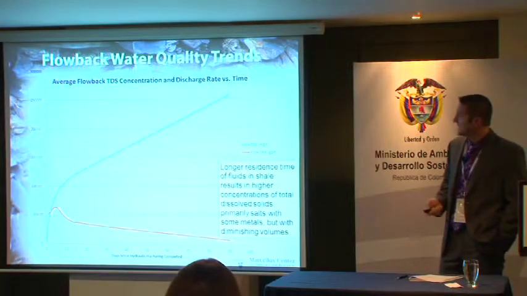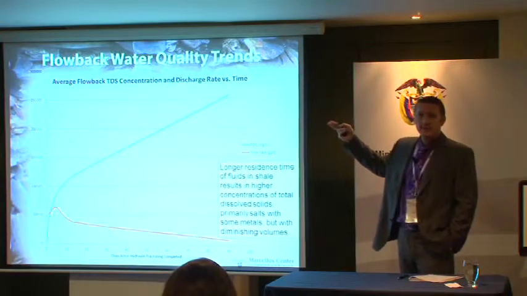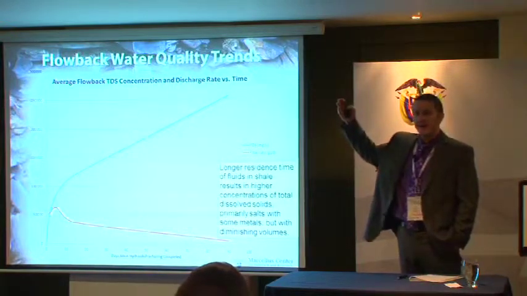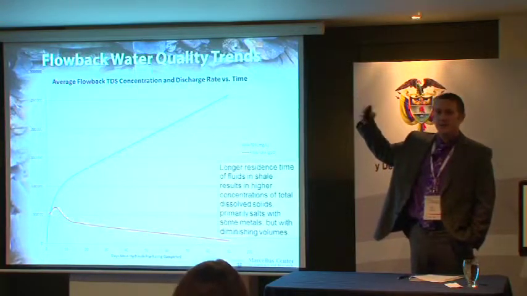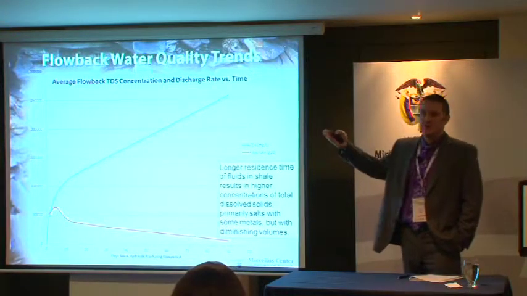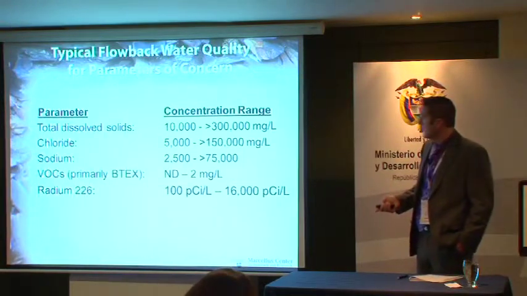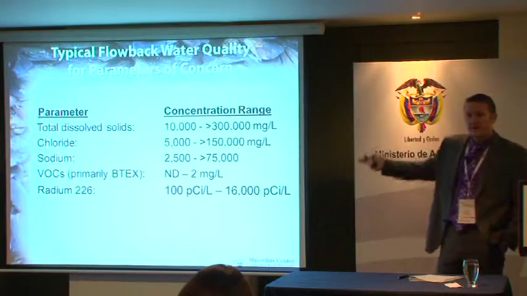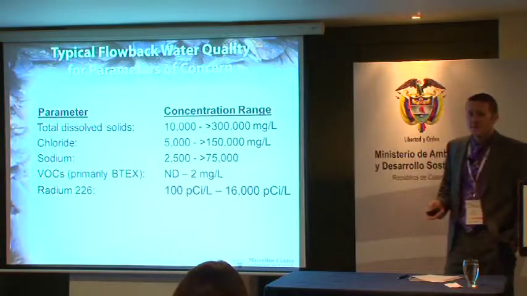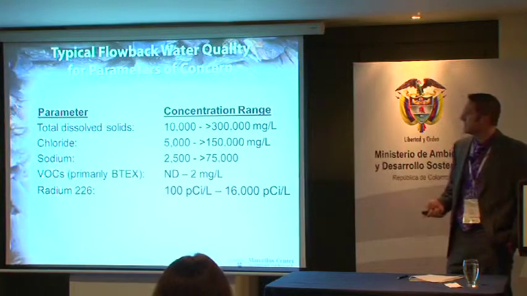We saw this plot last time. In general, the higher the TDS level gets, the less likely the companies are to be able to recycle it, because at some point it's going to cost more to treat it than to just get fresh water. So it's maybe more cost effective to dispose of it. Again, we saw this: these would be some of the contaminants of concern in these flowback waters, the ones you'd want to have analyzed and know the concentrations of.